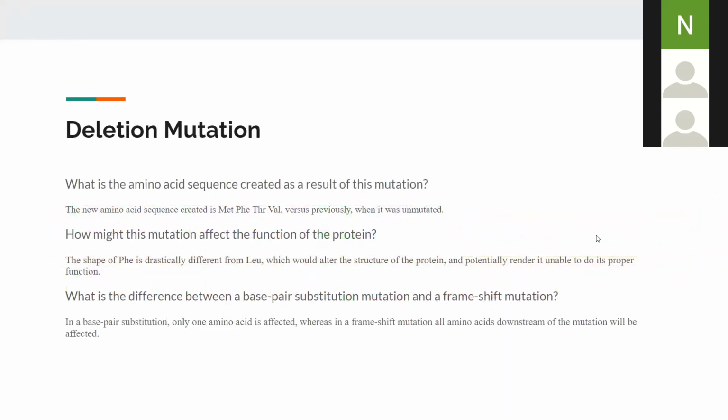With the deletion mutation, it shifts the so-called reading frame of the mRNA, which affects all of the amino acids downstream of the mutation, whereas in the substitution mutation, only one amino acid is affected. This can have a massive impact, such as in our example, where 3 of the amino acids are changed, going from a sequence of methionine, leucine, tyrosine, proline, to methionine, phenylalanine, threonine, and valine, which massively changes the structure, as phenylalanine has a massively different structure from leucine, which would change the shape of the final polypeptide and render the protein it forms potentially useless.